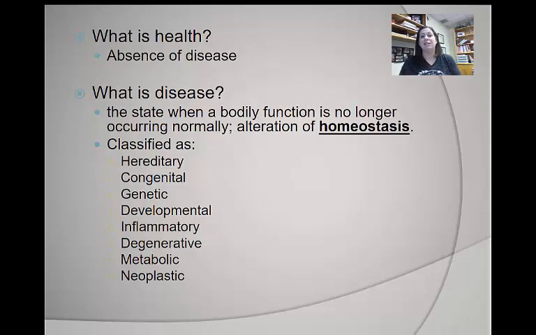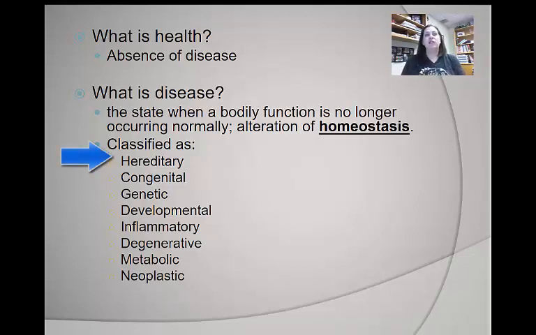Now, diseases can be classified in a number of ways. I have a list here, and a lot of them can fall into multiple categories. So we could have a congenital metabolic disease. There could be a genetic inflammatory disease. So it's not necessarily going to fit into just one of these classifications. It might fit into multiple. So let's look at what these classifications actually mean.